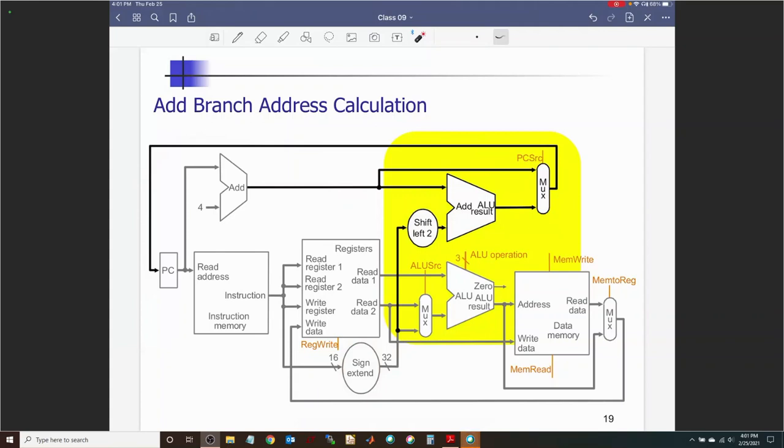So PC source would be connected to ALU 0. Why? Let's see. Yes, you're right. That's exactly right. Yes, for BEQ only, right? That's a special case.